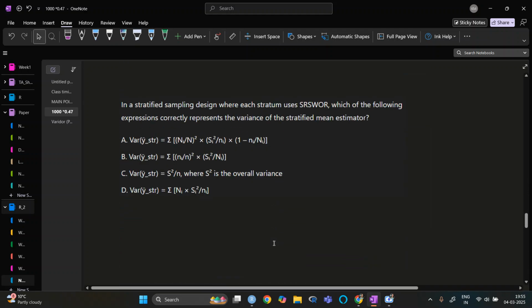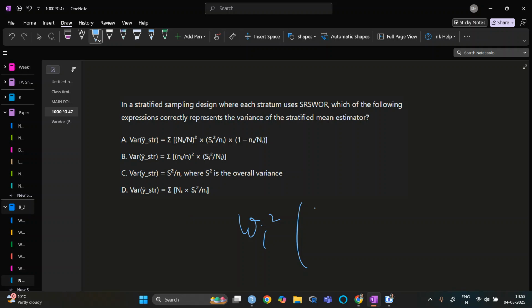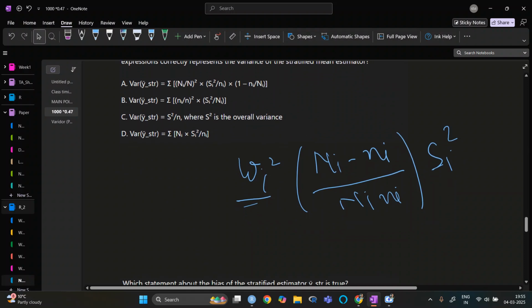The next question is: in the stratified sampling design, where each stratum uses SRSWOR, which of the following expressions correctly represents the variance of the stratified mean estimator? This one we have seen. It is Wi square times (Ni minus ni) upon Ni times Si square. So this Wi square is what? This is Ni divided by N square, right?